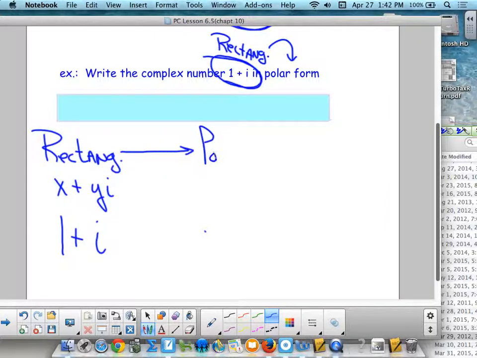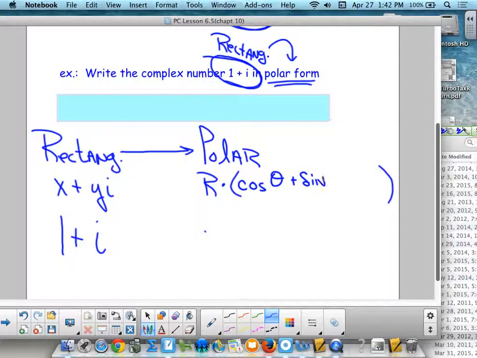Polar. Okay, if we get it in polar, then we better know what polar is. Polar, if you look up above on your slide, is r times, what does it say? Cosine of theta plus sine of theta times i. That's all it is. So we need this to look like this, and then we can call ourselves done. Any idea how to get r?